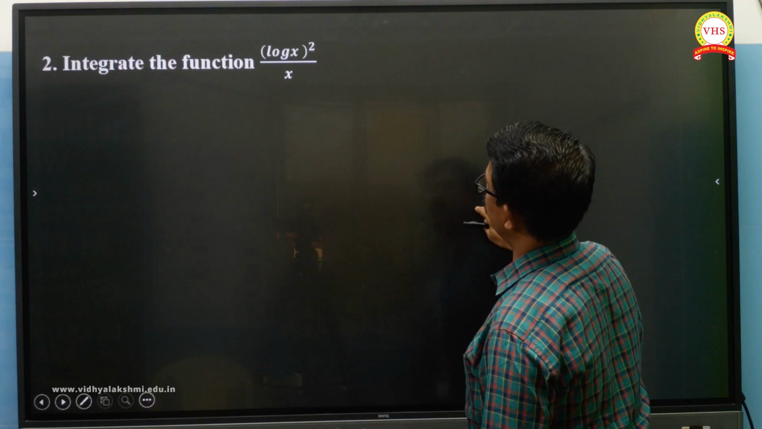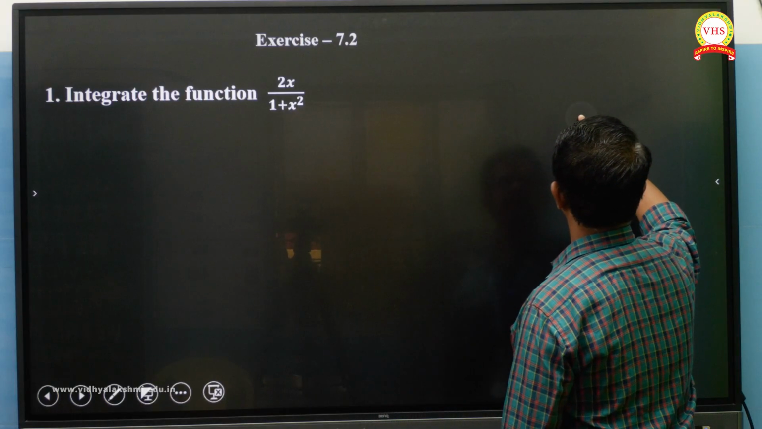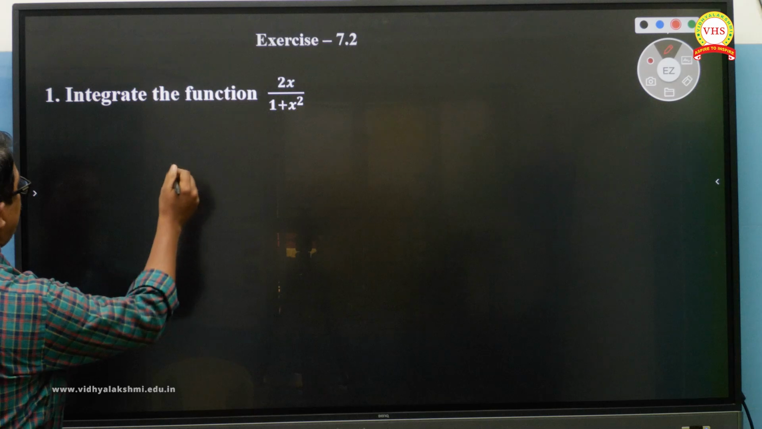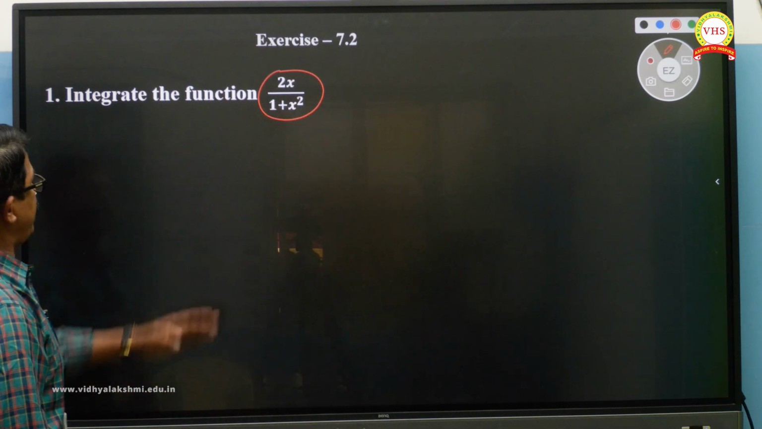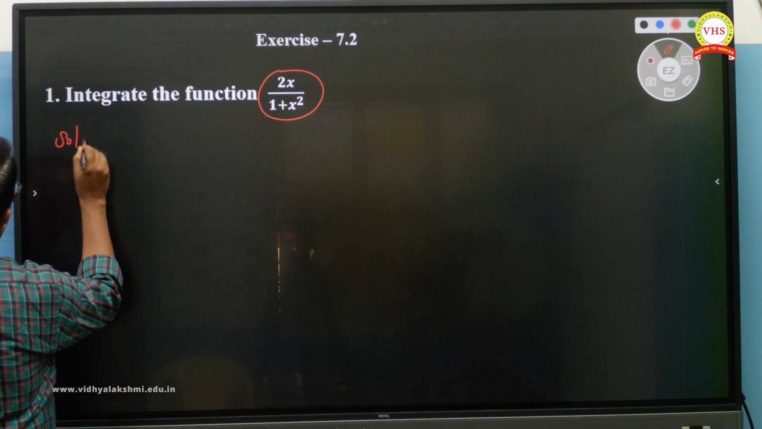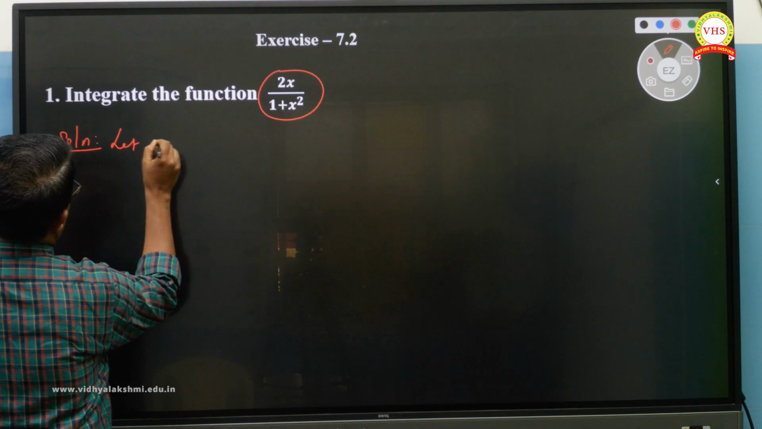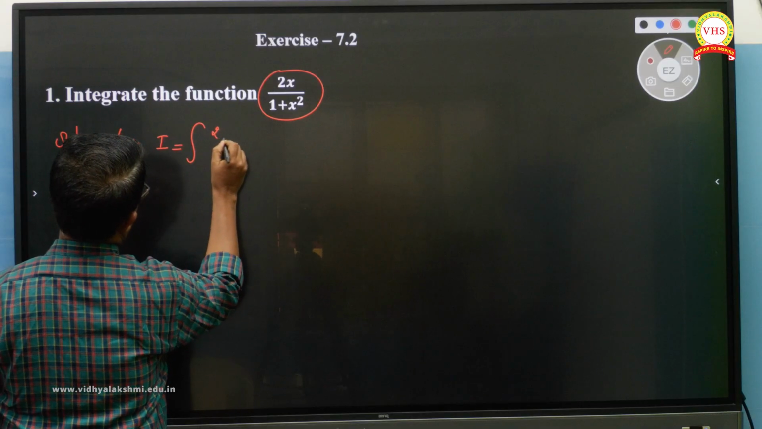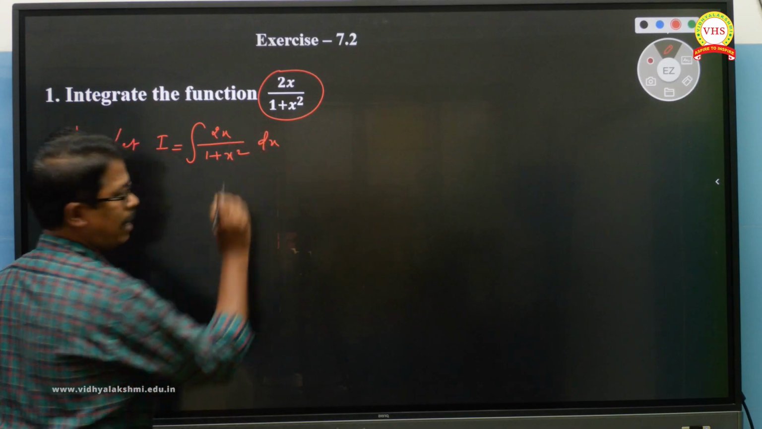What is question number 1 here? Integrate the function. What is the given function? 2x divided by 1 plus x square. Now I am going to find the solution of this. Name the given integral: I equal to integral of 2x divided by 1 plus x square into dx.